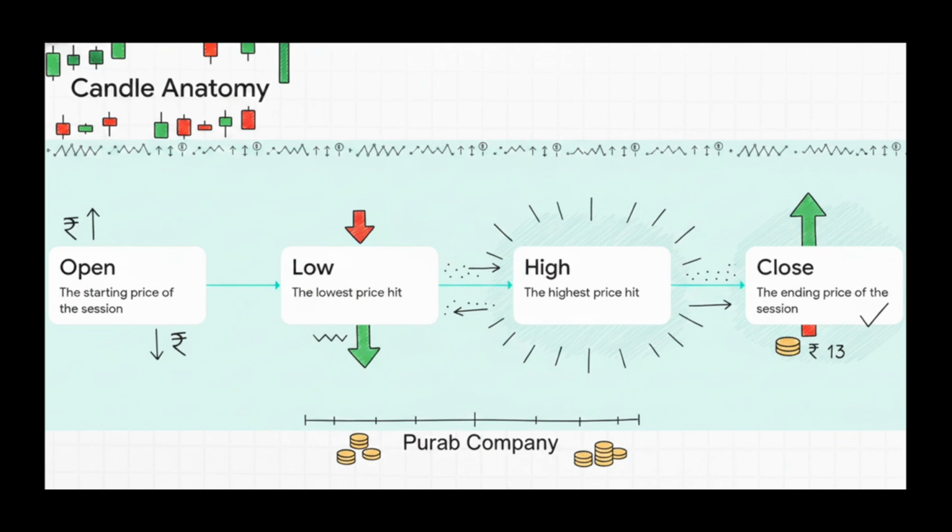Moving right along to Section 2, Anatomy of a Candle. So before we can read full sentences, we gotta learn our ABCs. Every single candlestick tells you 4 highly specific pieces of information. Let's imagine a stock called, say, Purab Company. If the market opens and the stock starts out at 10 rupees, bam, that's your open. But suddenly it drops down to 7 rupees. That's your low. Then out of nowhere, buyers step in, they take control and push it all the way up to a peak of 15 rupees. There's your high. Finally, the trading session comes to an end and the price settles at 13 rupees. That's your close.